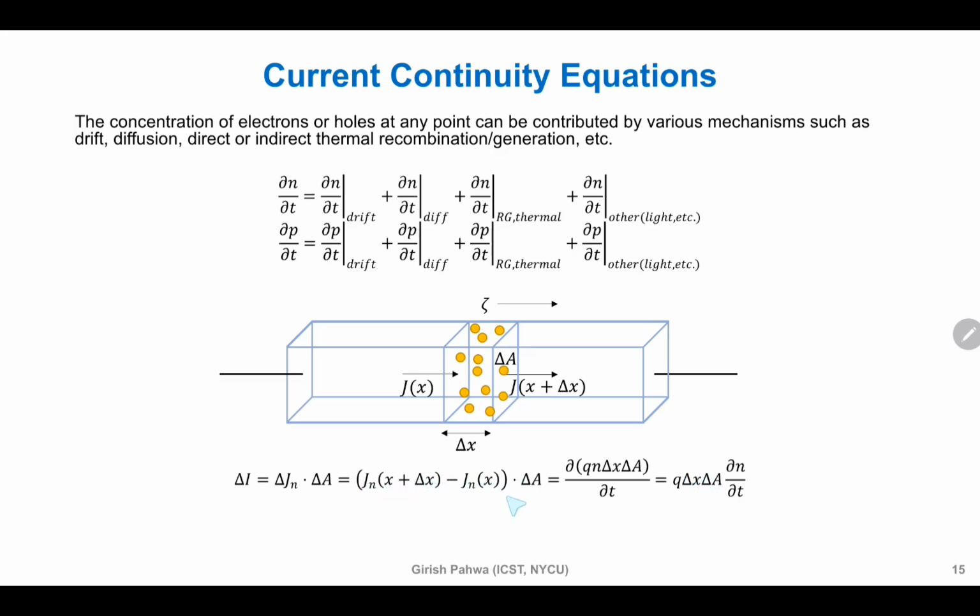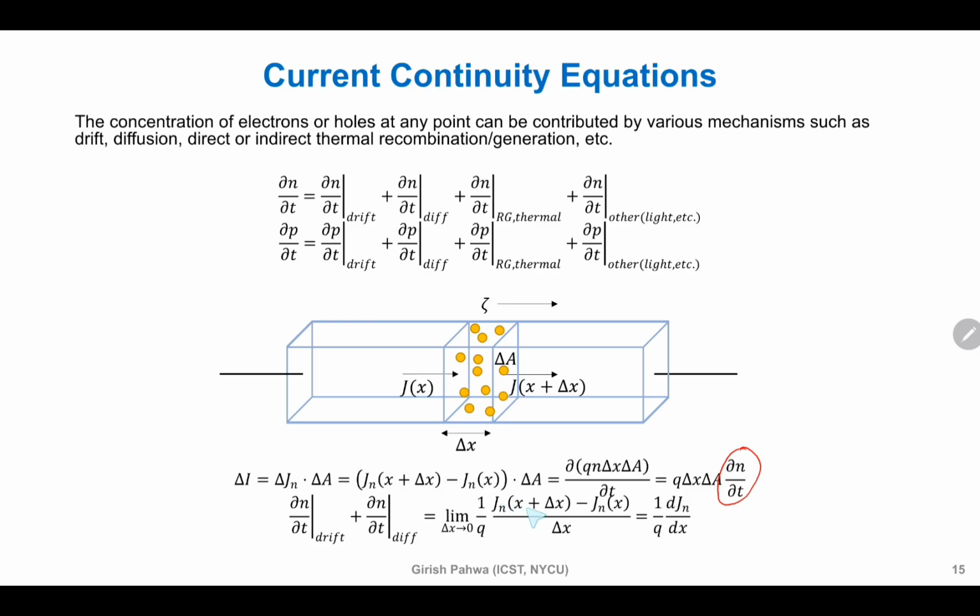or you can say Jn at x plus delta x minus Jn, divided by delta x, is simply q into del n by del t. Now what is my del n by del t drift plus del n by del t diffusion? For a particular point I will have to take a very small volume. So delta x will tend to 0 if I am talking about a particular point. So what is this coming from? This is that drift plus diffusion.